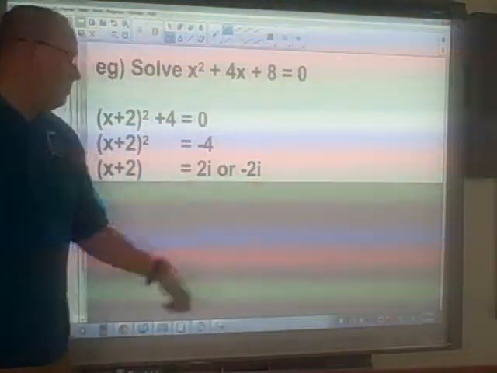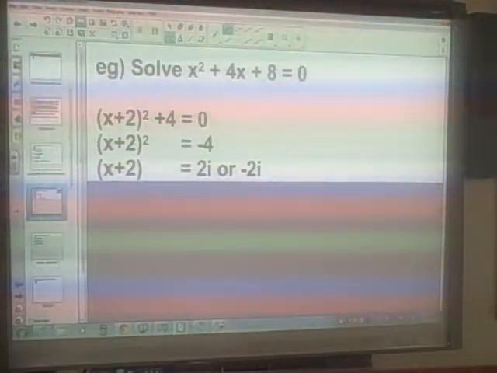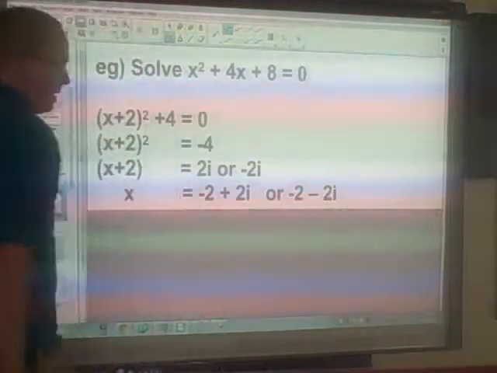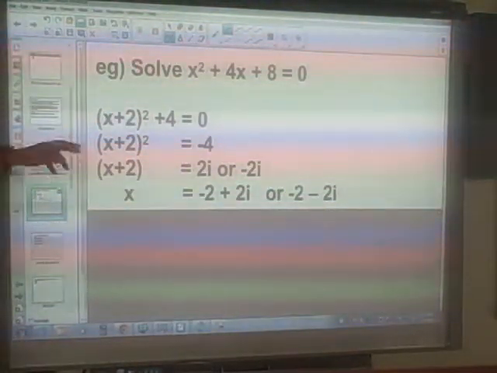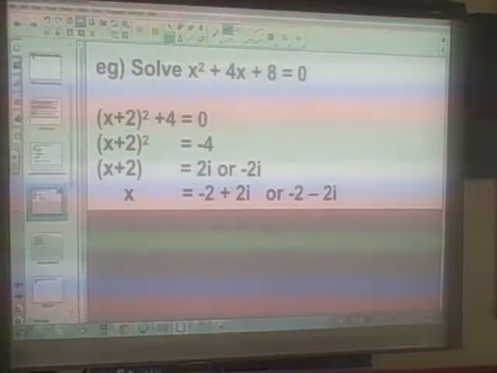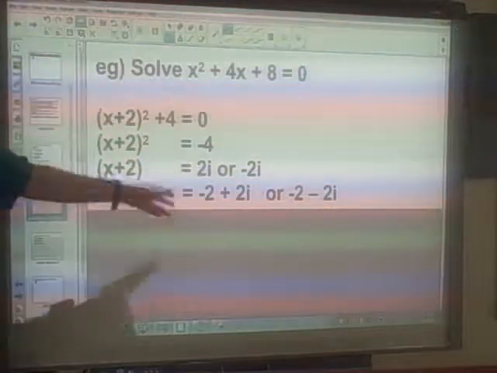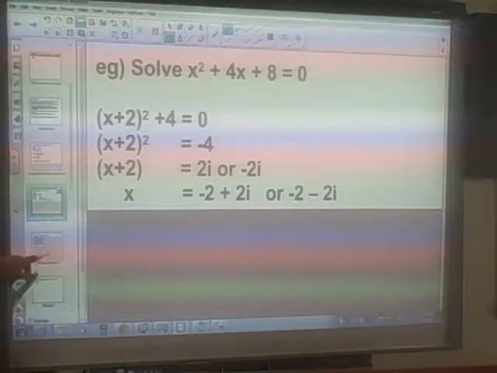As it's a negative number, it means it's going to be 2i or negative 2i. Instead of adding 2 to both sides, subtract 2 from both sides. And we should be able to check that that's exactly the same answer that we just had a second ago. And probably a lot simpler actually. So completing the square is actually very useful for solving questions when we have complex solutions.